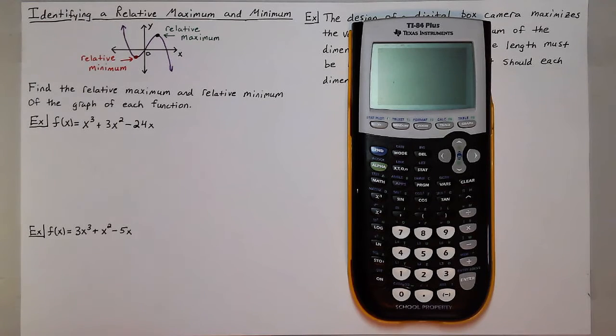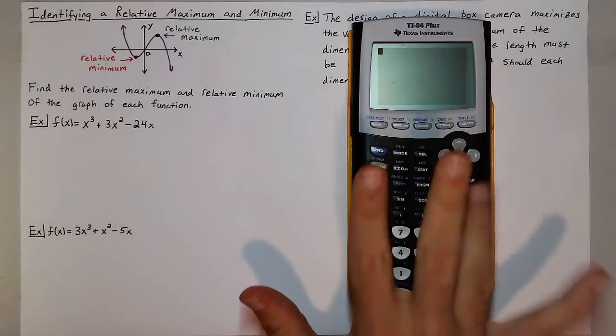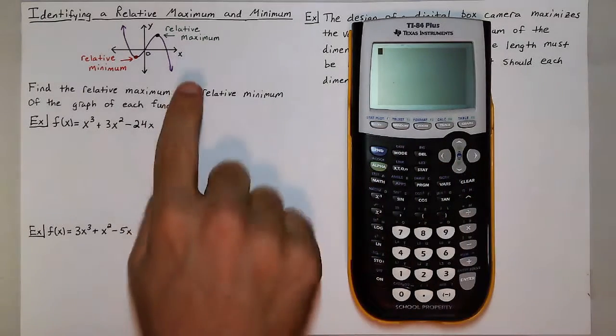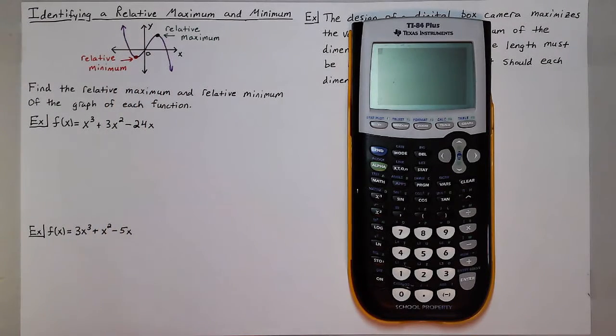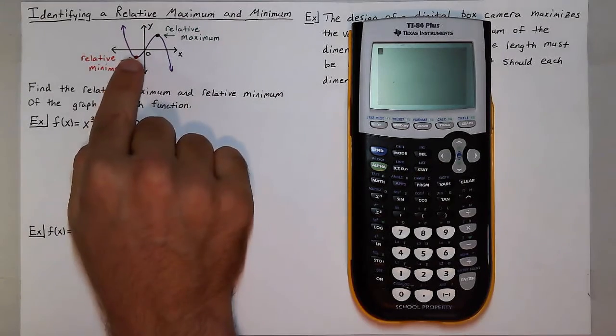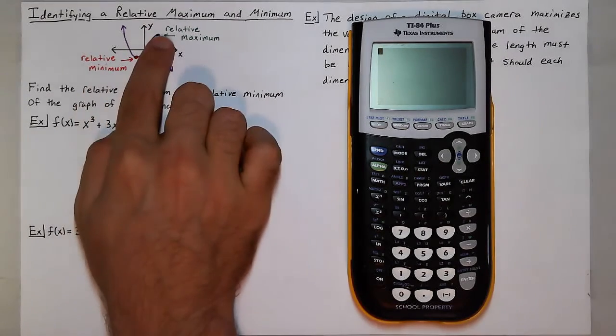In this video, we are going to learn how to identify a relative maximum and minimum. Now, we're going to have to use a graphing calculator for this because some of the techniques to do this without one involve a subject called calculus. So we're going to use technology to help us out here. But it's very easy to identify what a relative minimum and maximum are.